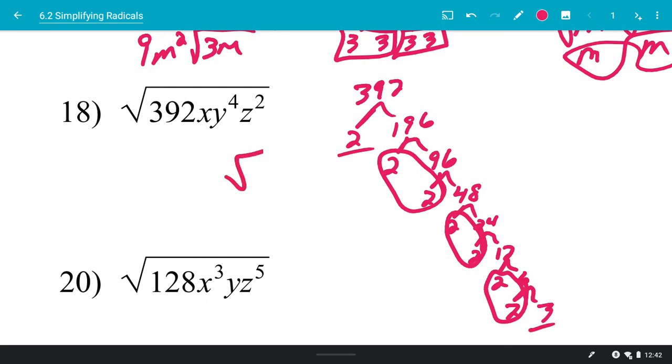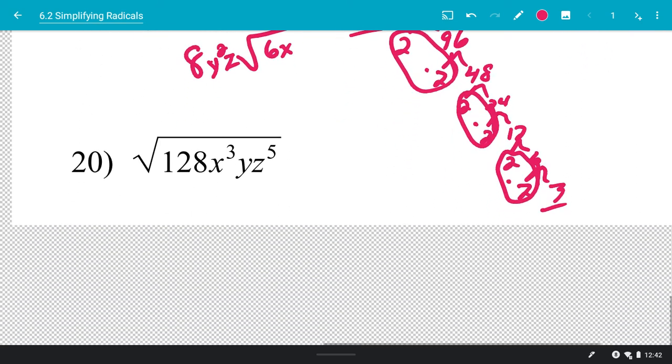Okay, so on the inside, 2 times 3 is 6. On the outside, 2 times 2 is 4 times 2 is 8. I've got an 8 on the outside. All right, so this x is to the first power, so it's going to stay on the inside. This one divided by 2. 2 goes into it evenly twice, so I'm going to have a y squared. And 2 goes into that 1 time, so I'm going to have a z. So 8y squared z times the square root of 6x. Wow, we're having fun now.